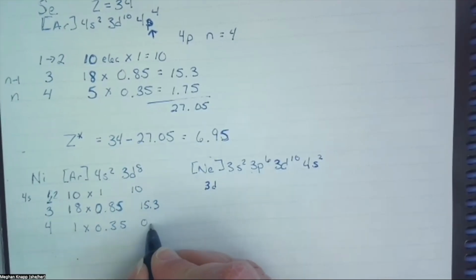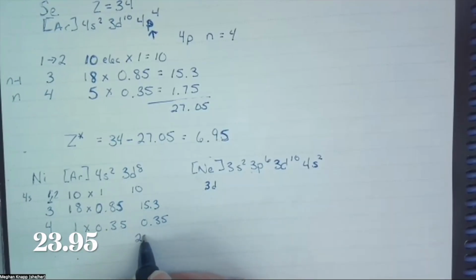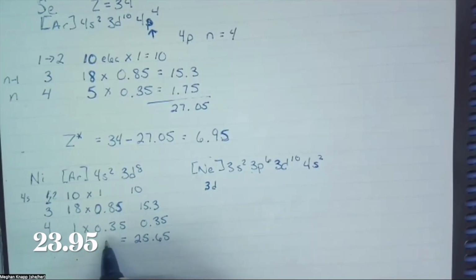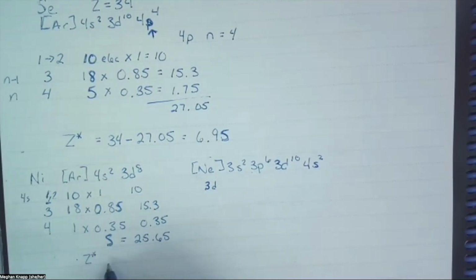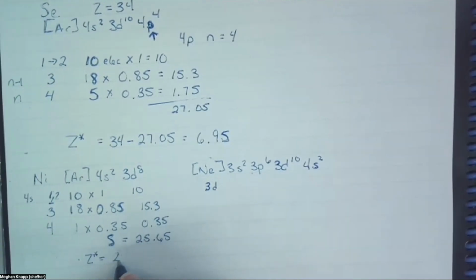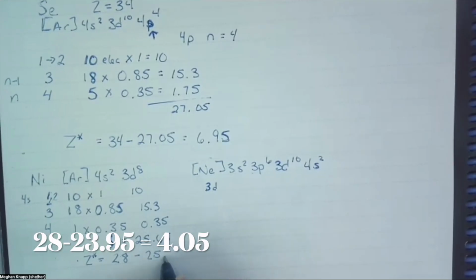Okay, so we add all of these together, and we should get 25.65. And remember, that's our shielding. And then Z effective is going to be 28 minus 25.65. So the shielding on this makes the Z effective 2.35.